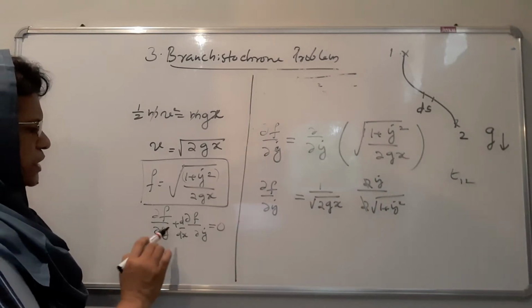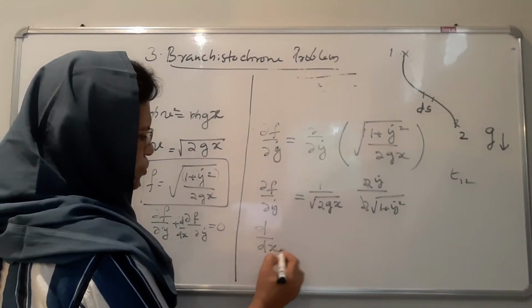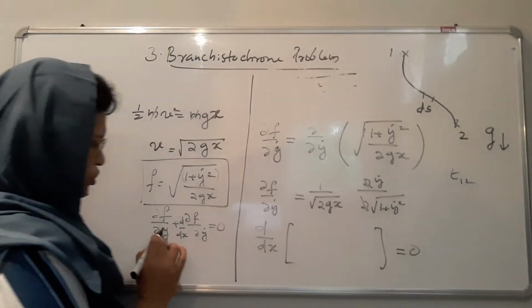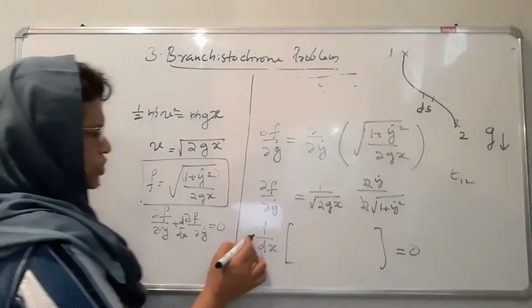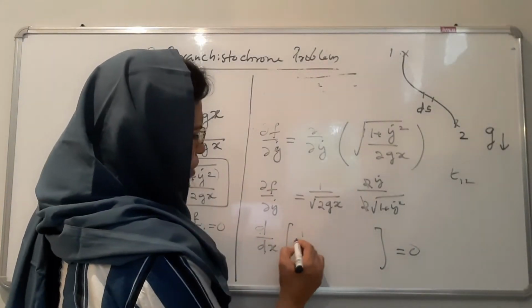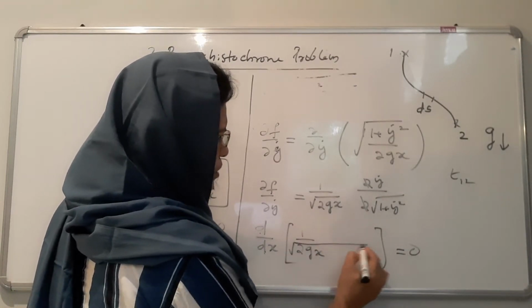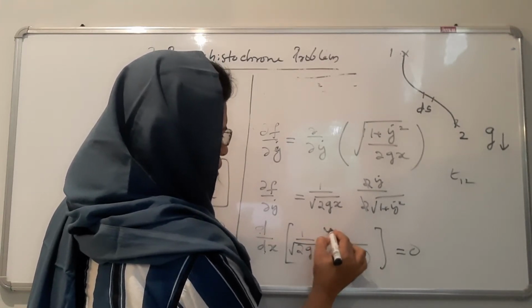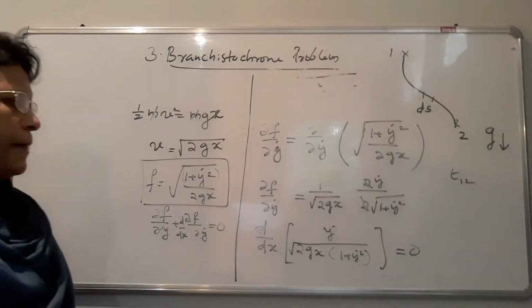Then we have to find d by dx of dou f by dou y dot. That is the equation. The first term is equal to 0. Therefore, we have to find d by dx of dou f by dou y dot is equal to 0. That is d by dx of 1 by root 2gx into y dot by root 1 plus y dot square is equal to 0.